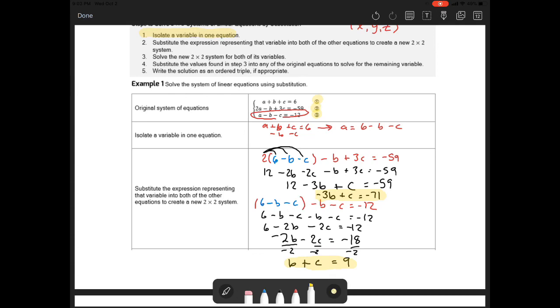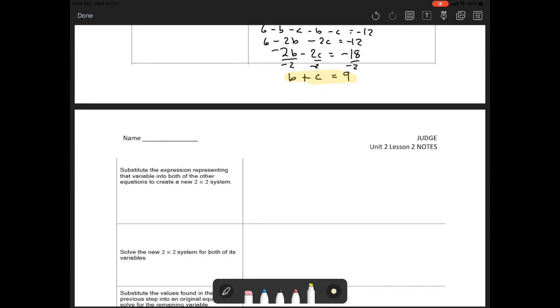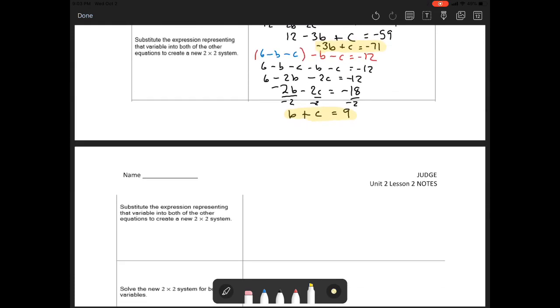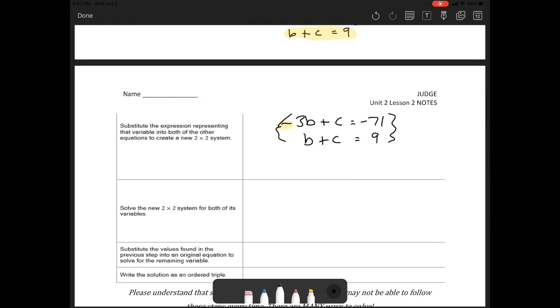Okay, so now I have 2 new equations to go through. So that was our substituting in to create 2 new equations. So our 2 new equations end up being negative 3b plus c equals negative 71, and then b plus c equals 9. So here are our 2 new equations. Now we're going to solve the 2 new equations for both of their variables.